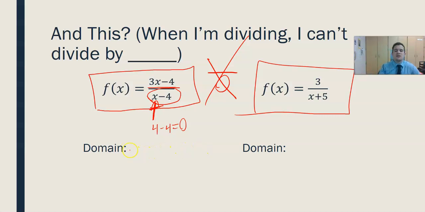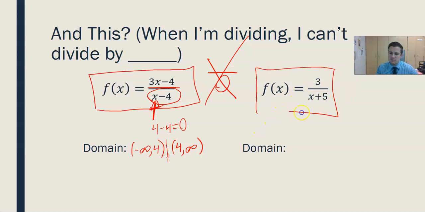So this is how you write the domain. From negative infinity right up to 4, but this parentheses means I don't include 4, and then from 4 up to positive infinity. So it's everything from negative infinity to positive infinity except for this little sliver of a number, which is 4. Let's look at another example.